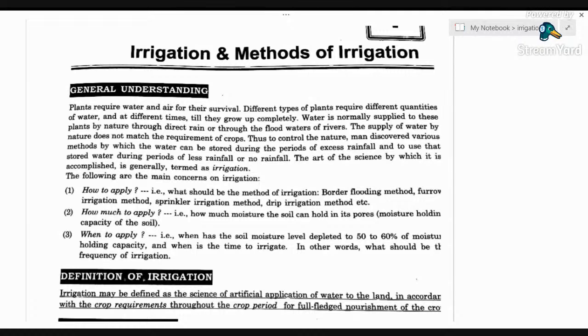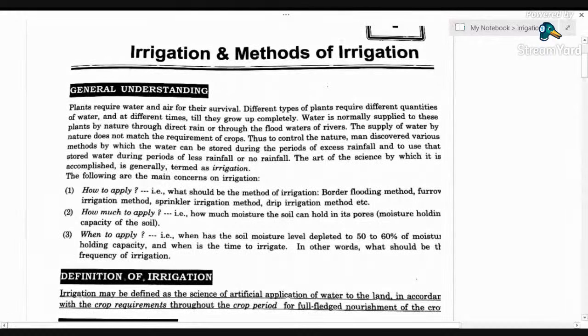But due to climate change, nowadays there is uneven distribution of rainfall. So the farmers are not getting a sufficient amount of water to irrigate their command area, to irrigate their field. So in order to apply the water when there is a requirement by the farmer, we are artificially applying the water. How are we artificially applying the water?